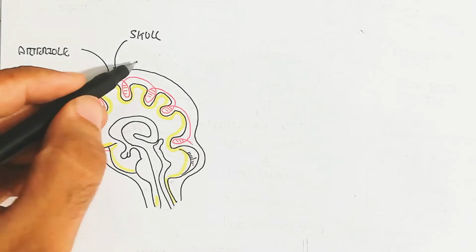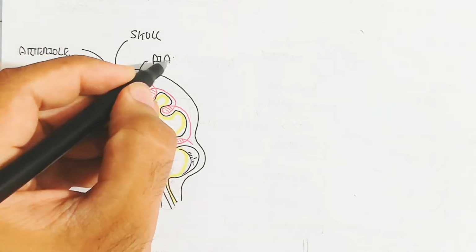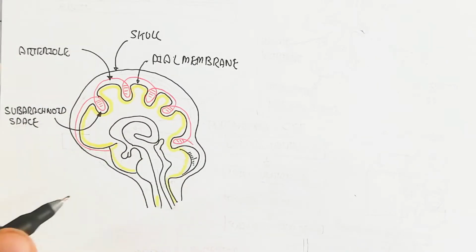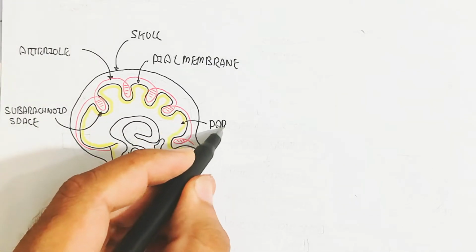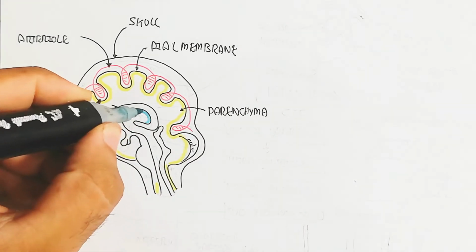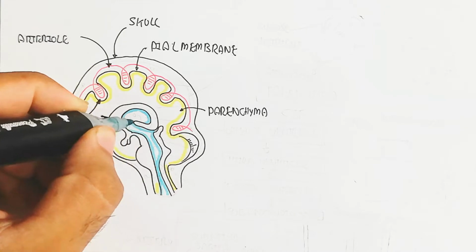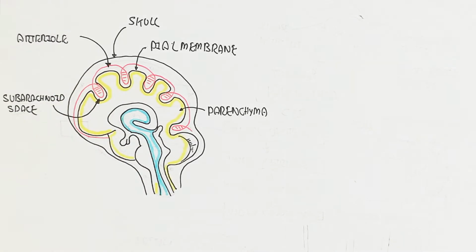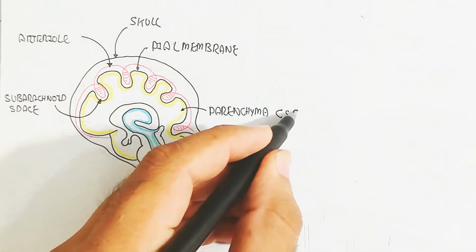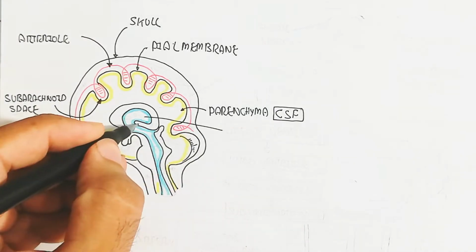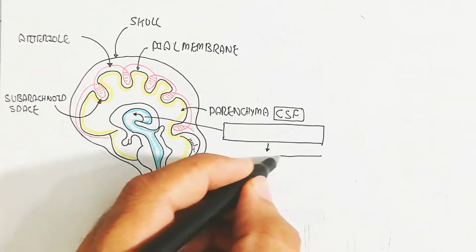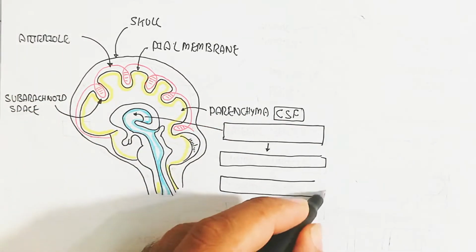So these are the arterioles which surround the brain, and you can imagine the subarachnoid space. So remember the subarachnoid space. This is the pia membrane, which contains pia matter, and this is the parenchyma, which contains the brain. This blue color is showing what is known as the circumventricular organs.